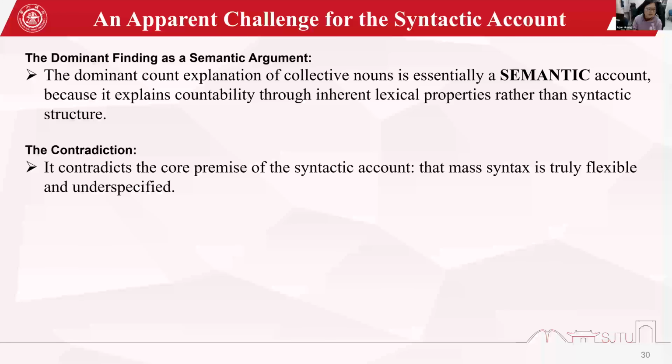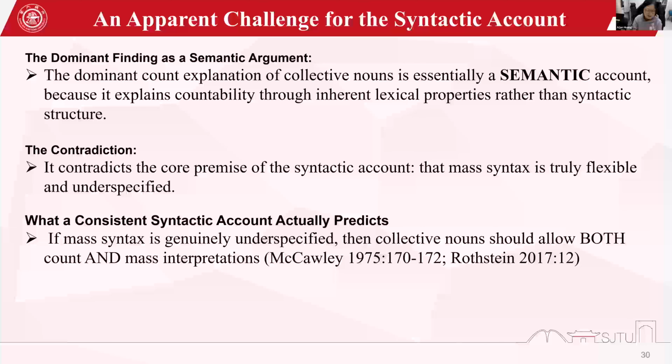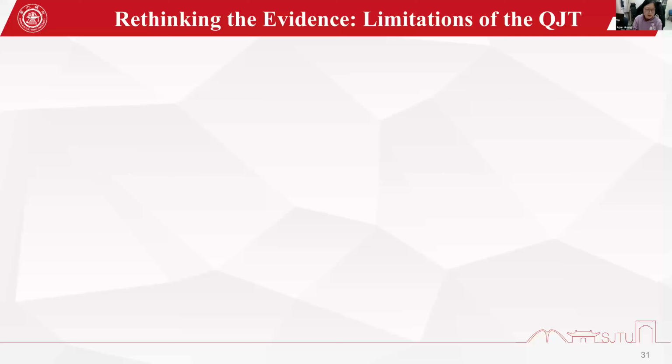But this contradicts the hypothesis of the syntactic count. So according to syntactic count, the mass syntax should be flexible and underspecified. Then this would predict that both readings should be available to mass collective nouns in English, or collective nouns in other languages as well. So then what's the problem?